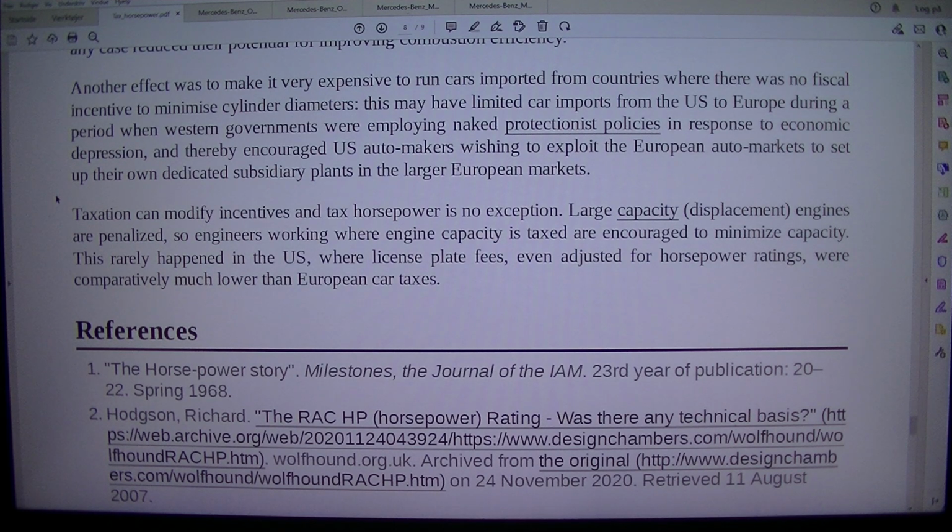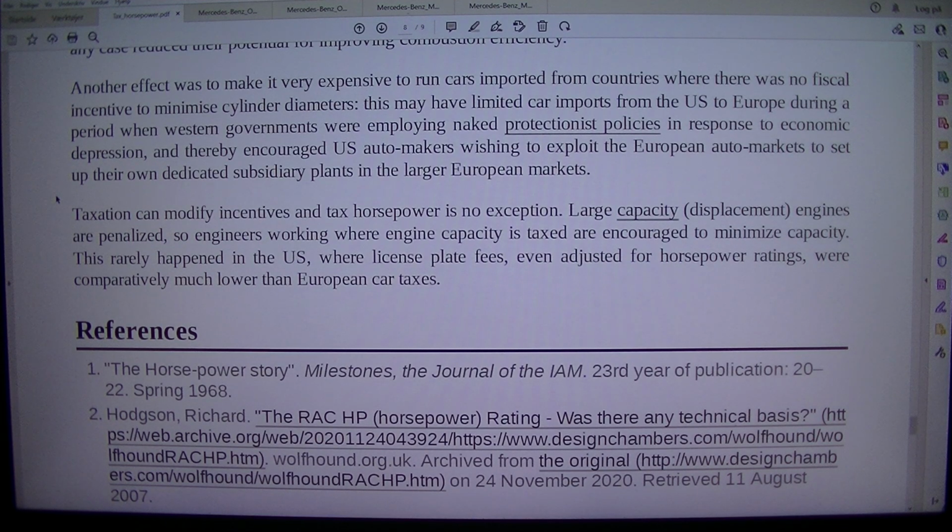This may have limited car imports from the US to Europe during a period when Western governments were employing naked protectionist policies in response to economic depression, and thereby encouraged US automakers wishing to exploit the European auto markets to set up their own dedicated subsidiary plants in the larger European markets.